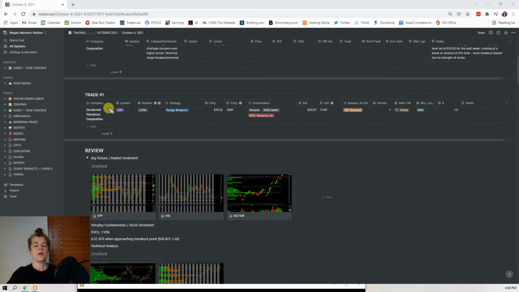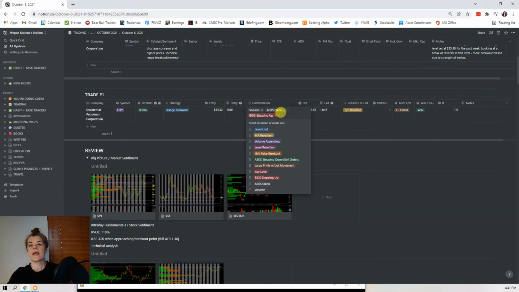So for trade one, we've got the symbol. Was it a long position or short position? What was the strategy? What was my entry price, my entry time? What were the confirmations, exit price, exit time, reasons to exit, partials, did I add, was it a win or a loss, and what was the R, and then any other notes. And then I'll just kind of show you here.